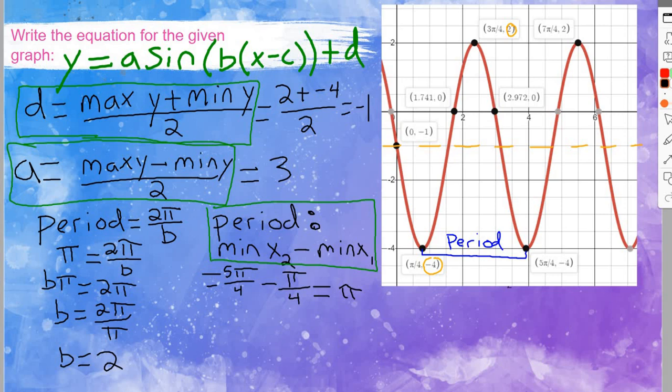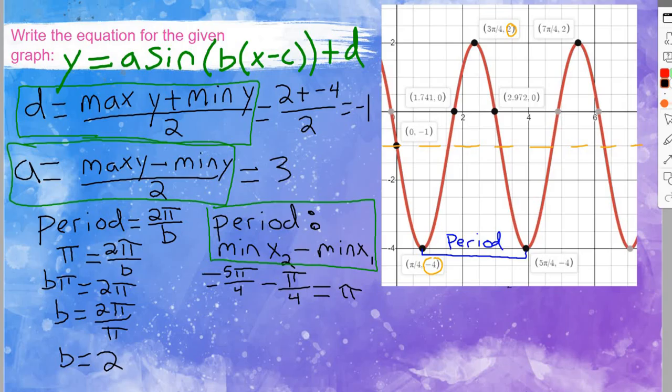Alright, so what's our last variable that we have to find? C. C is kind of the hardest one to find because we have so much other stuff going on. We've shifted it over, we've shifted it down, and also our period is different. So we can't just look at points in order to tell what it is.